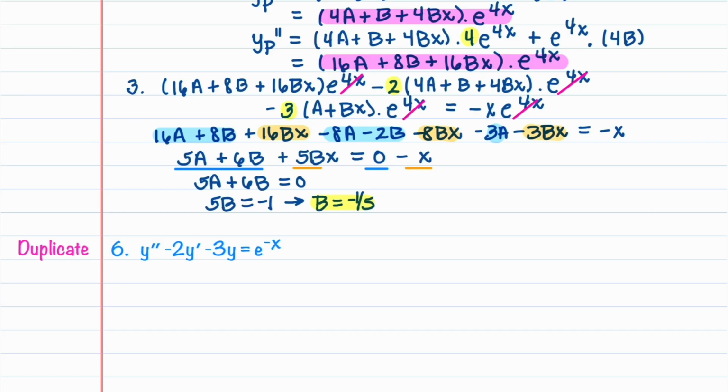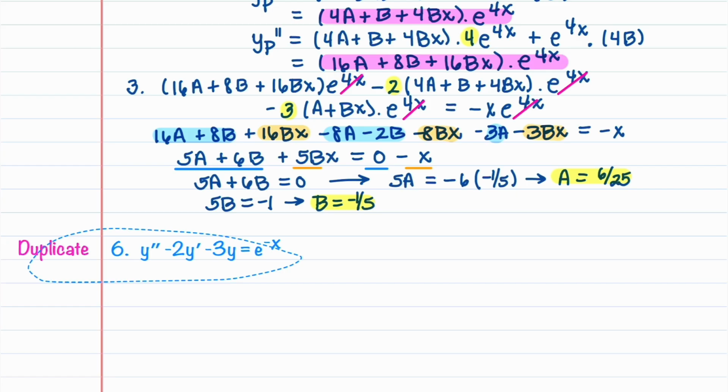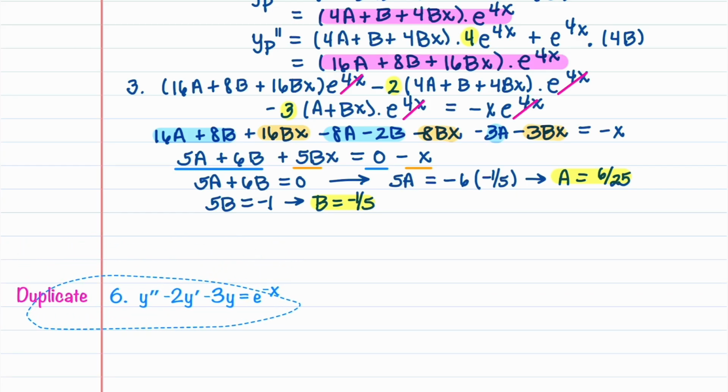Let's highlight that. And then we can plug that back into our first equation, and we get 5a is minus 6 times b, which is minus 1/5. So that tells us that a is equal to 6 over 25. I think I didn't allow enough space, so I'm just going to move this down a bit. Now we can write down our particular solution.